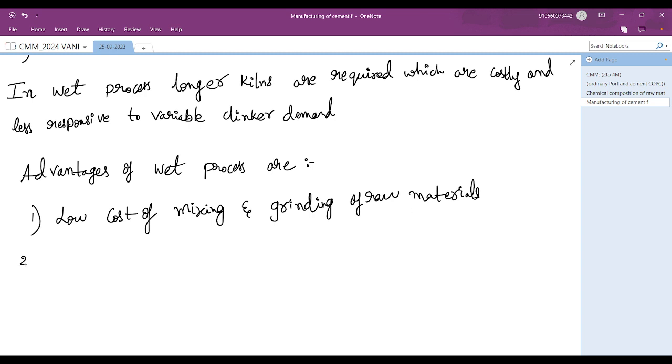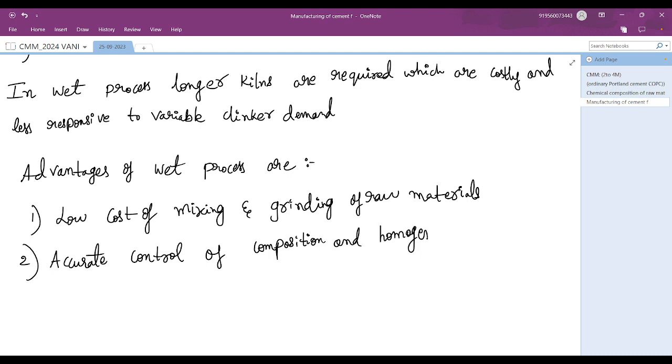And one more advantage, accurate control of composition and homogeneity of the slurry. So these are the advantages of wet process.